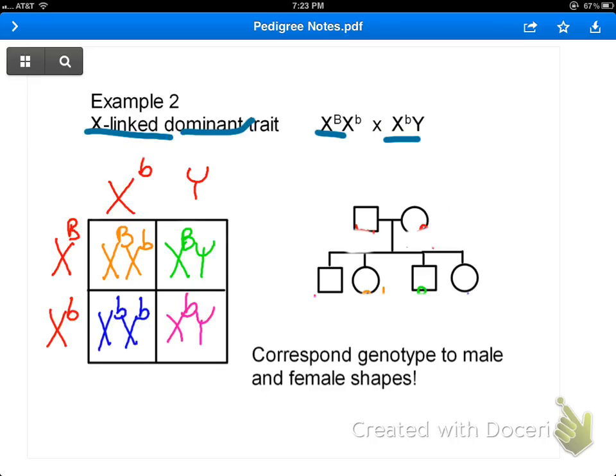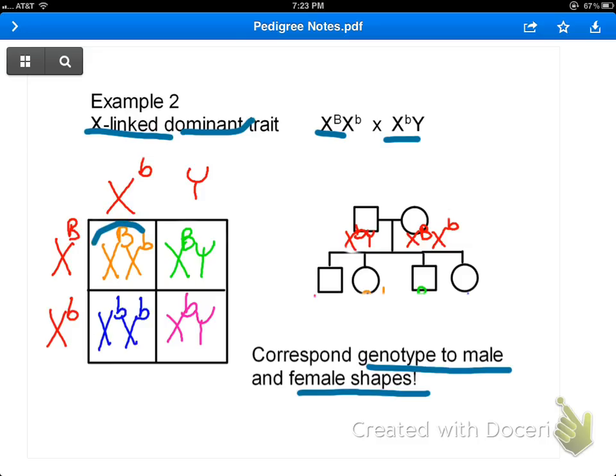When that's done, we can then fill in underneath the pedigree the proper genotypes. So for the dad, you need to match up the genotypes to male and female shapes. The dad specifically had a recessive gene, so you would have to give him the lowercase b, and the mother would be heterozygous, as in the directions.